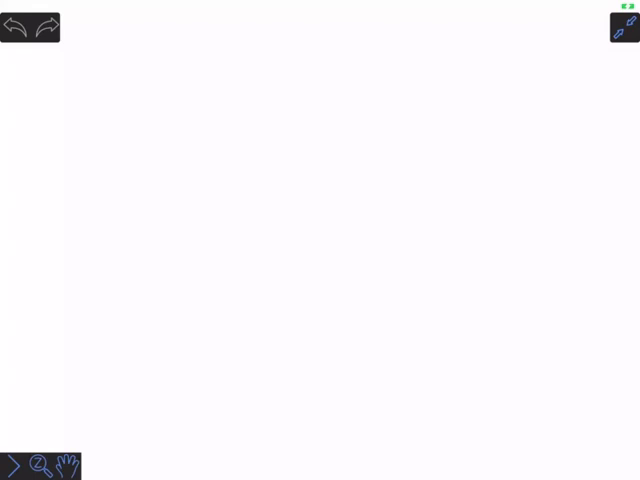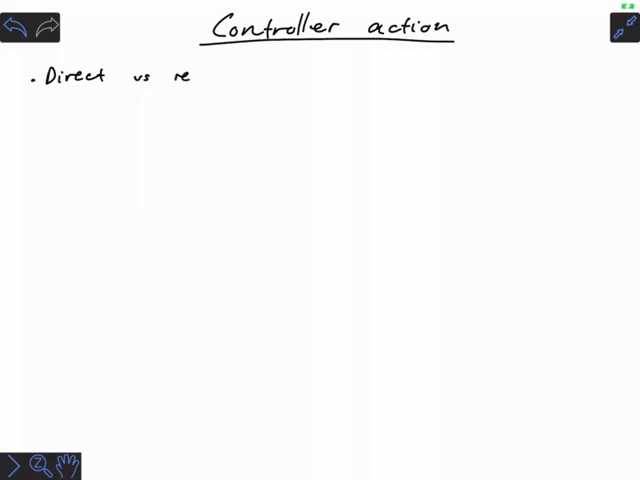Okay, so I'm just going to talk about this outside of the context of PID as such, because I think the first thing that's really important to understand is the words for the controller action, specifically what I'm talking about is direct versus reverse action. So this is the idea.